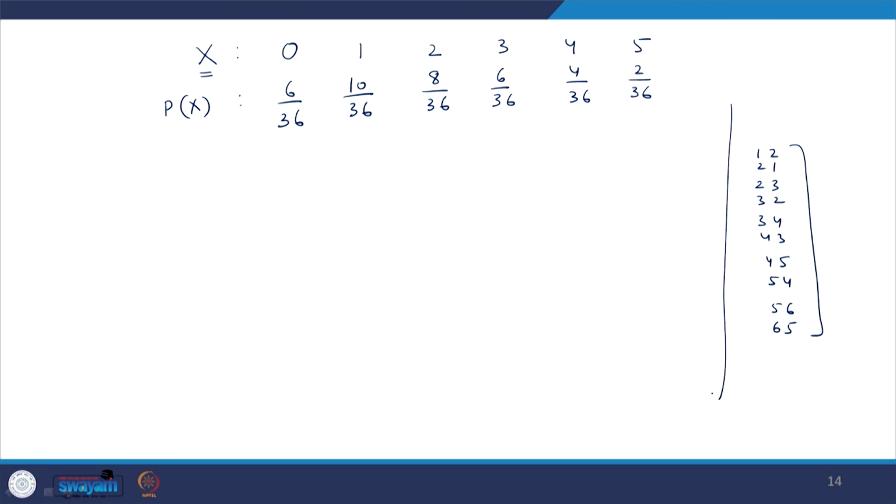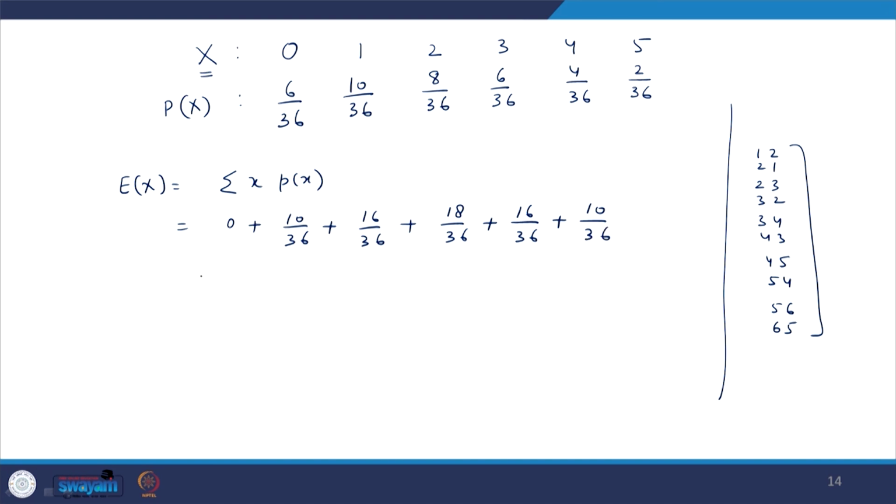Now, if you want to compute the variance or expectation, the mean of this random variable, the mean will be given by summation x p(x). So, this will be 0 plus 10 by 36 plus 16 by 36 plus 18 by 36 plus 16 by 36 plus 10 by 36, and that will be nothing but 35 by 18. If you simplify, that will be nothing but 35 by 18.